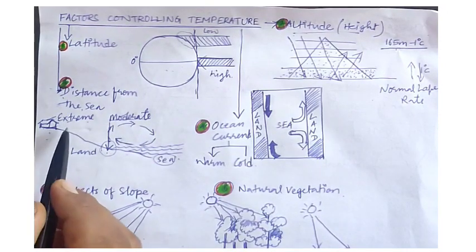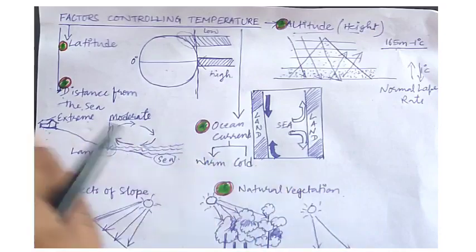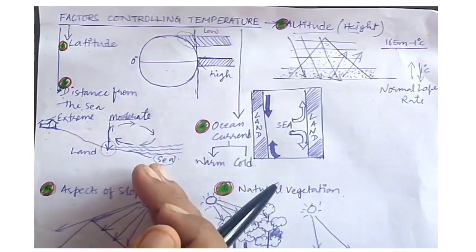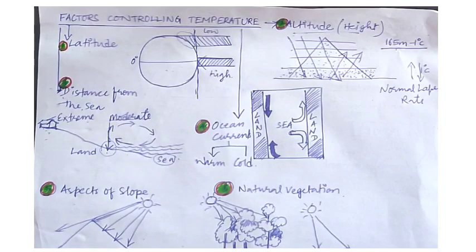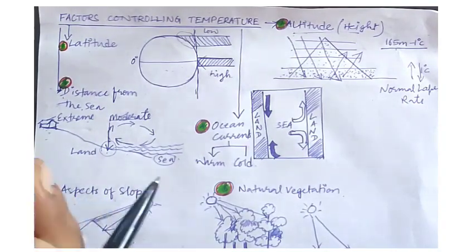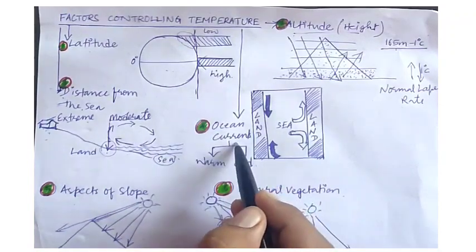Okay, but since here the distance from the interior part of the area is quite far from the sea, as a result there is no exchange of the land breeze and sea breeze. Okay, so that's why the temperature is different, or the weather conditions are different in the interior part compared to the coastal areas. Next we have the ocean currents.